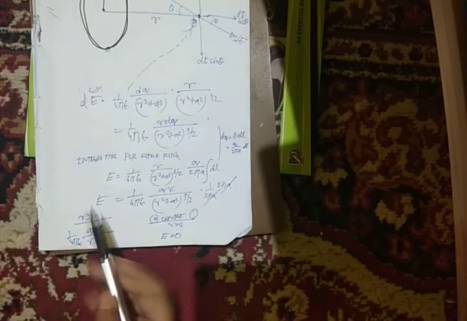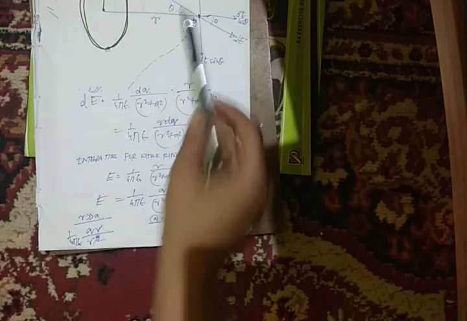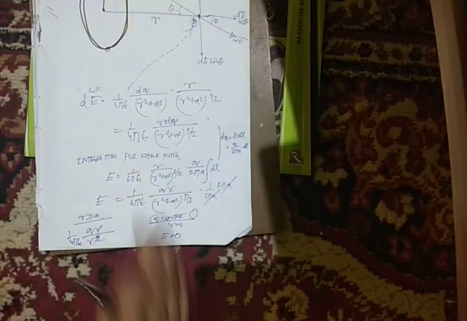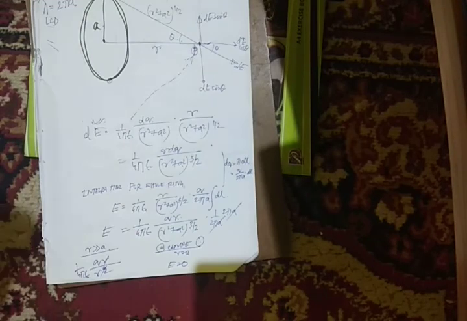So you can say if r is far greater than a, from a very large distance the ring will appear to be a very small point object or a point charge q. So the q by r square form it will just yield.